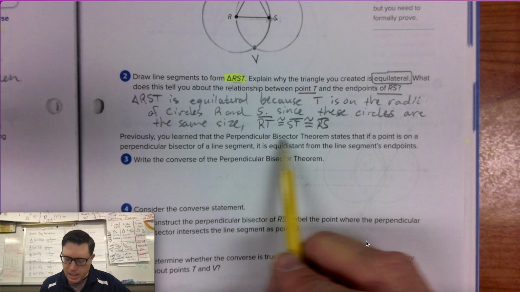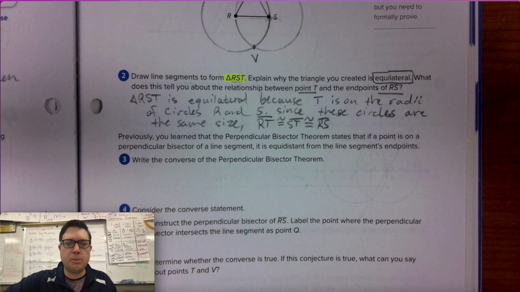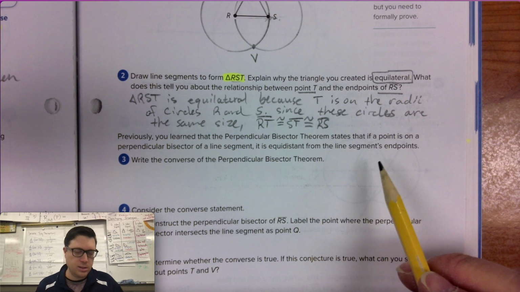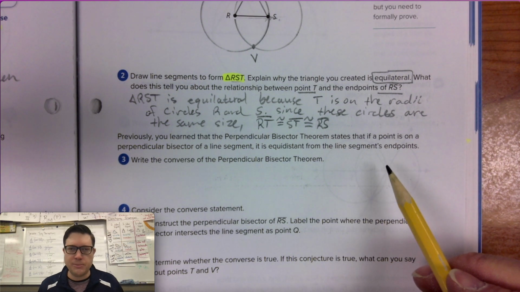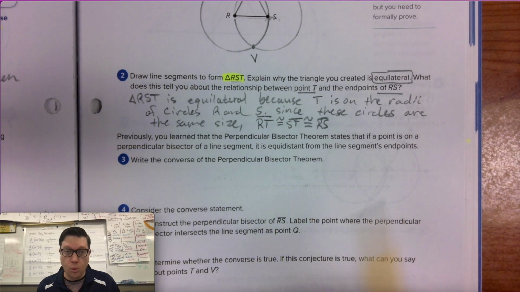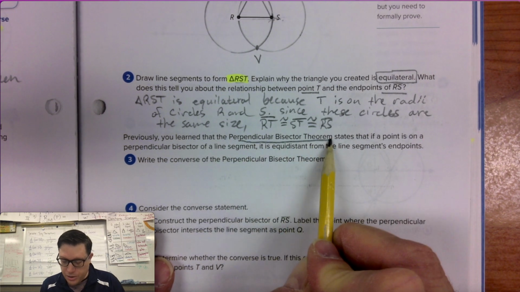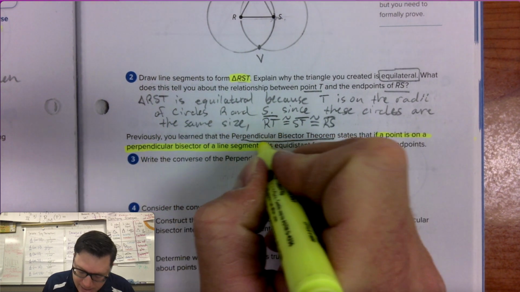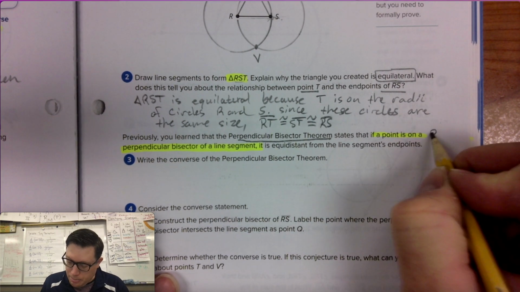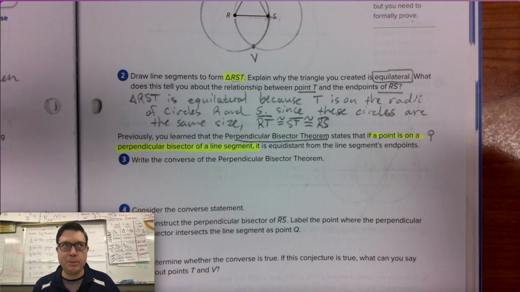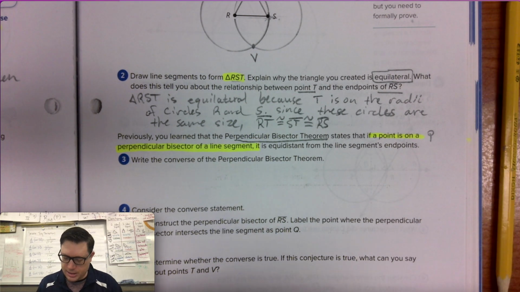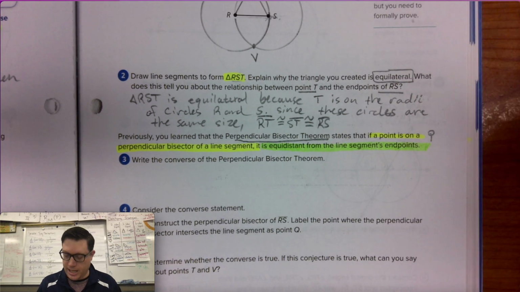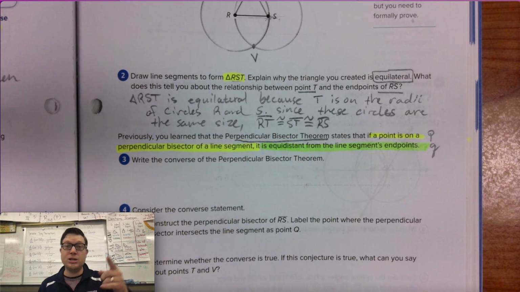Previously, you learned that the perpendicular bisector theorem states that if a point is on the perpendicular bisector of a line segment, it is equidistant from the segment's endpoints. That was like lesson 1 or something, or even module 1. Go back a ways. The perpendicular bisector theorem states if a point is on a perpendicular bisector of a line segment, that's P. That's the hypothesis. P for hypothesis. There's a P in the word hypothesis. Then it is equidistant from the line segment's endpoints. That's Q. Q for conclusion.